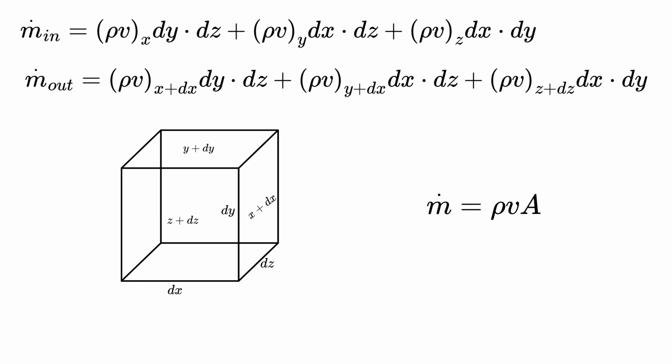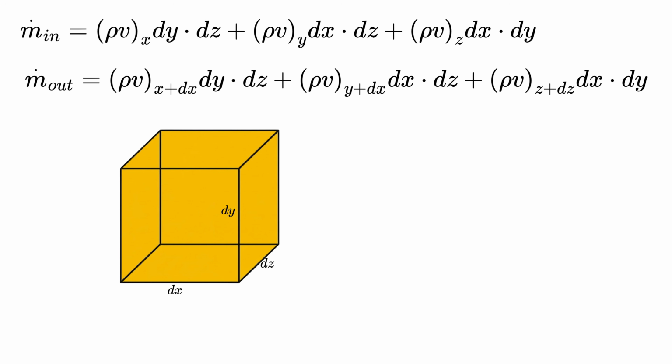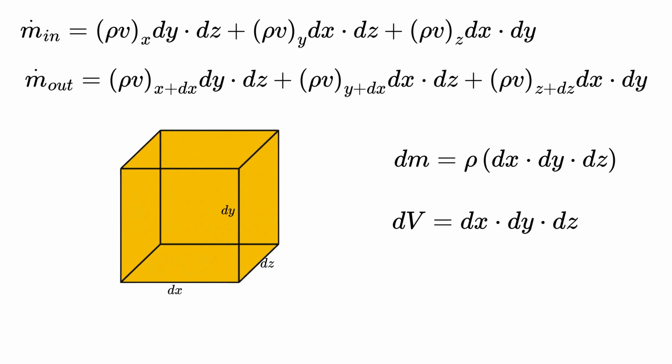So again, the rate of mass flowing out of the box is density multiplied by velocity multiplied by area, but evaluated at shifted points. Now let us talk about mass inside the box. The total mass inside is simply density multiplied by volume dV, and the volume dV of the box is dx times dy times dz. So mass inside becomes density multiplied by this.